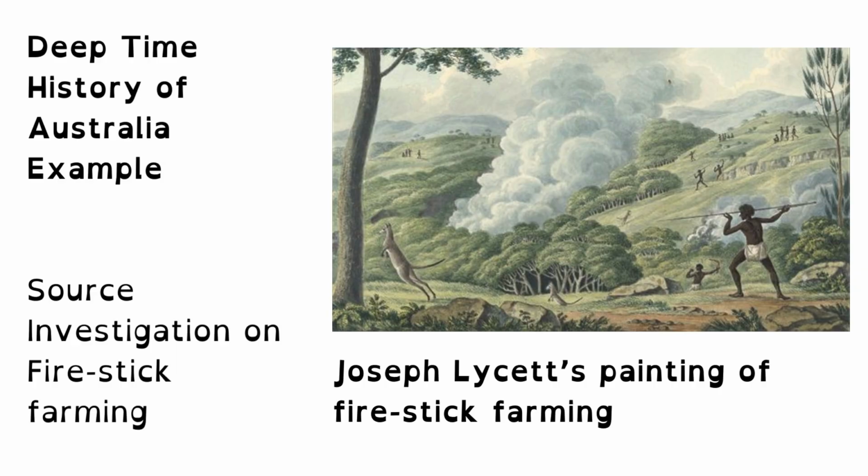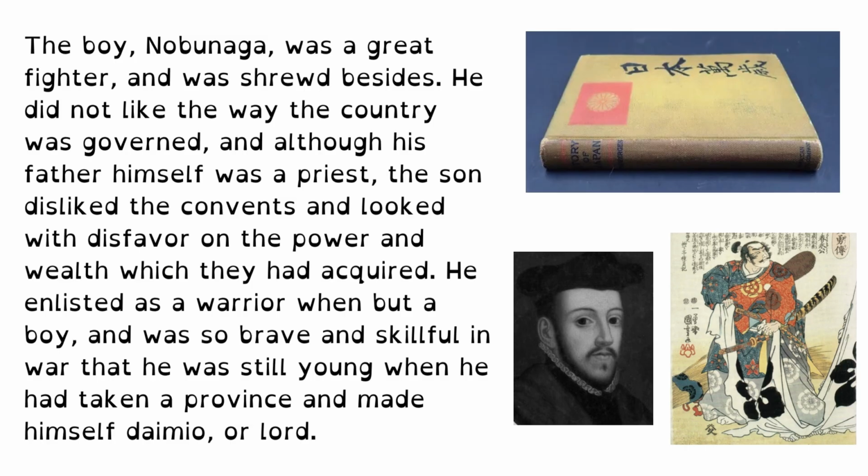So you can see the level of research you need to engage with yourself on your topic to fully analyse and evaluate sources that you're going to be choosing in your source investigation. My last exemplar now is from Japan under the Shoguns. It's a secondary source on Oda Nobunaga, and I'll read the source very quickly for you now.